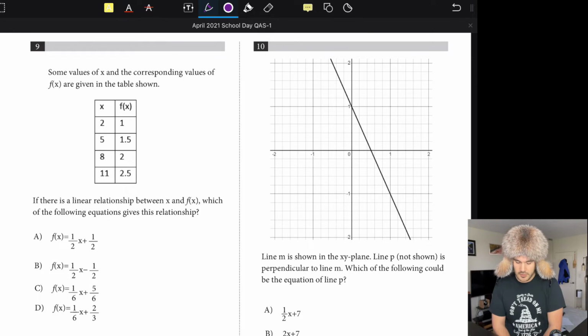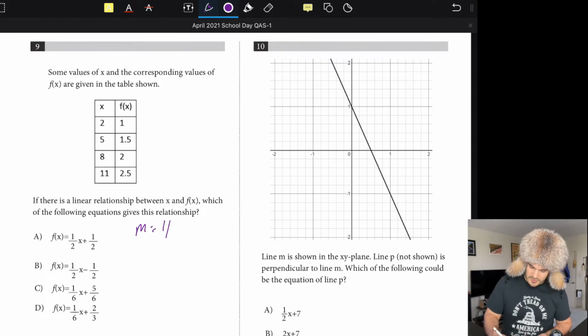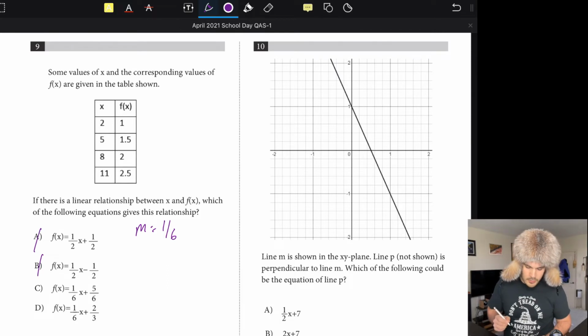Okay, so we see that when x increases by 3, y increases by 1/2. Which means that when x increases by 1, y should increase by whatever 1/2 divided by 3 is, which is 1/6. So we know that the slope is going to be 1 over 6. So we know it can't be A or B. Now we just need the y-intercept.